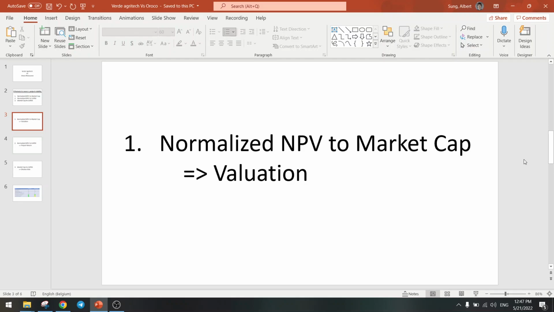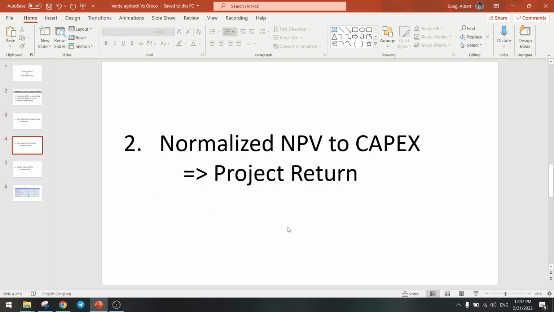Now you have this normalized NPV, and you need to compare it to the market cap, and that will give you the valuation of this project. If it's above 1, that means your market cap is undervalued, right? So the first formula tells you something about the valuation. The second formula is the normalized NPV to CAPEX. That will tell you something about the project return.